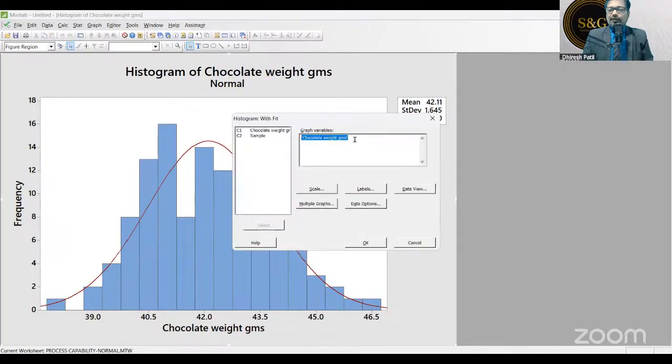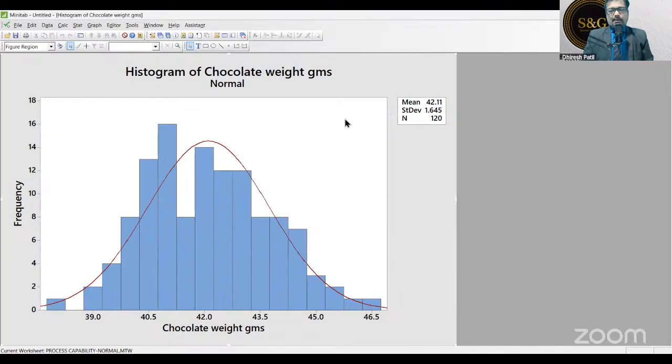In the graph variable, just double click on chocolate weight and click on OK. That's it. If you do this, you will get this histogram. Now by looking at this, tell me, is it normally distributed?